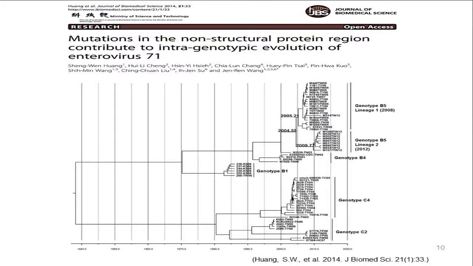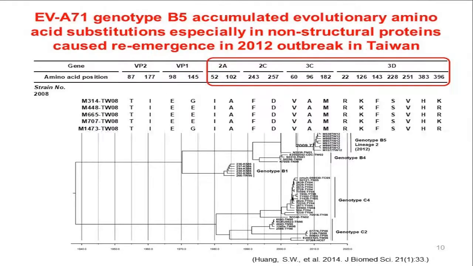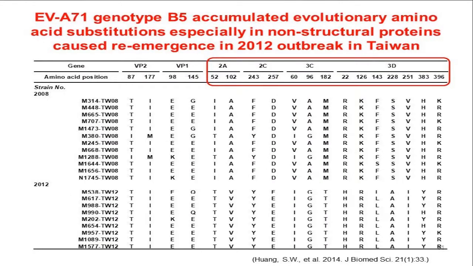Next I'm going to discuss the B5 I mentioned in 2008 and 2012. The whole genome sequencing showed there was a separate cluster of genotype B5. According to the full genome analysis, comparing the 2008 and 2012 sequences, you can see in the capsid region there were 4 positions with variations. The rest are located in the non-structural protein region. So we think that in the evolution, amino acid substitutions were mainly located in the non-structural protein region, which caused the reemergence in 2012.